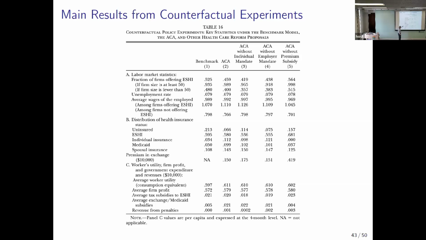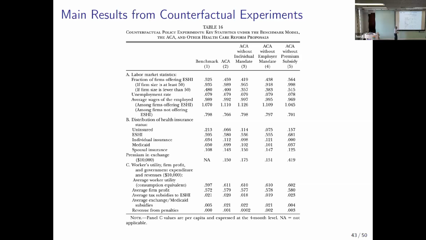Okay, so that's the ACA. We can also do welfare, workers' utility or firm profit and so on. See, that's the nice thing about the structural model. You can evaluate the welfare. Okay. We can also look at the firm size distribution. Distribution of firm size.